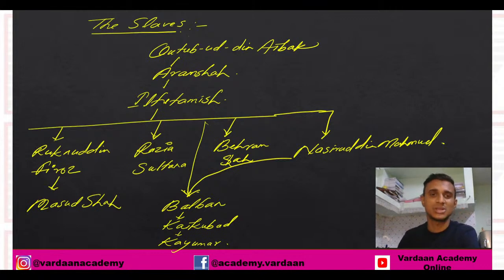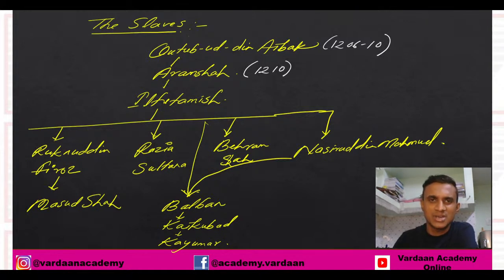Let's quickly write down the timeline for them. Qutub-Ud-Din-Aibak started in 1206 and ruled until 1210 when he died, and he was replaced by Aram Shah in Lahore. Aram Shah was deposed by Iltutmish, who started his rule in 1210 and ruled up until 1236.